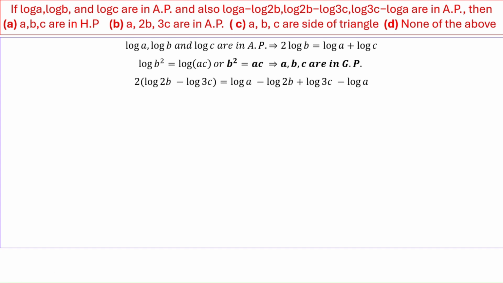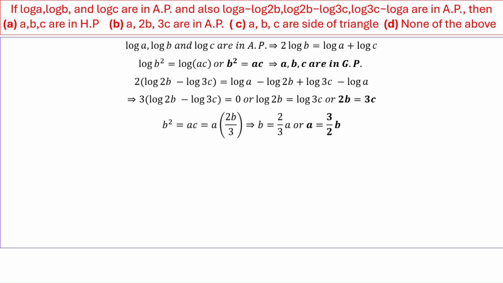Now the second 3 numbers are also in AP, which means 2 into (log 2B minus log 3C) equal to (log A minus log 2B) plus (log 3C minus log A). Simplify it, what you will get is 3 times (log 2B minus log 3C) equal to 0, or log 2B equal to log 3C, which implies 2B equal to 3C. This is another relation we get. Can we derive anything from this? It looks difficult at this stage, so let's go further.